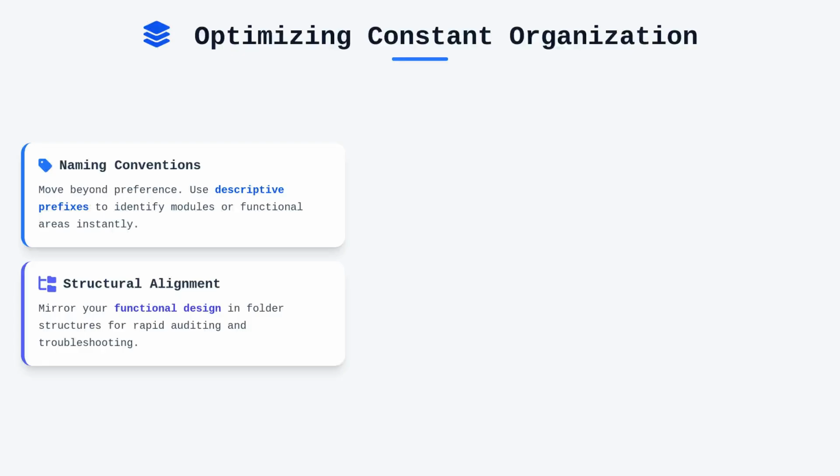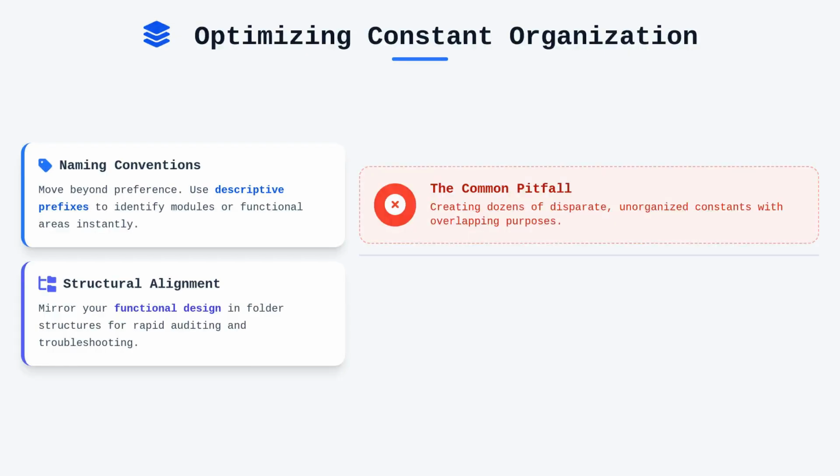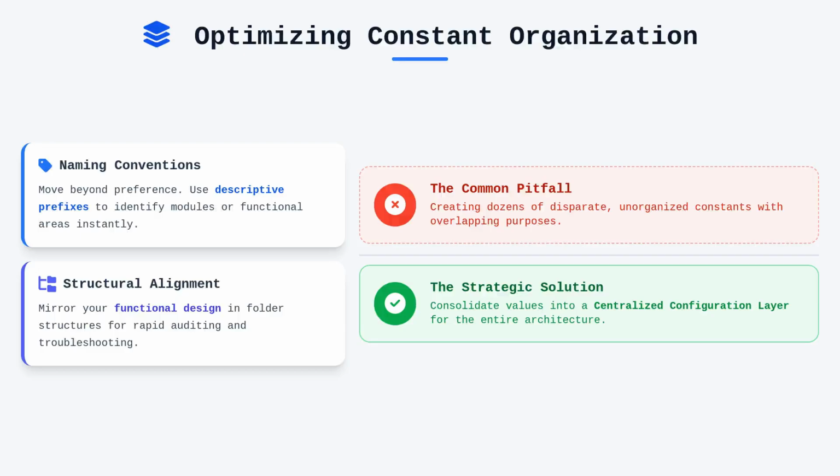Placing constants in a dedicated folder structure, mirroring your functional design, allows you to quickly locate and audit these values during troubleshooting sessions. Avoid the common pitfall of creating dozens of disparate, unorganized constants that serve overlapping purposes. Instead, consolidate your configuration values and treat them as a centralized configuration layer for your entire application architecture.